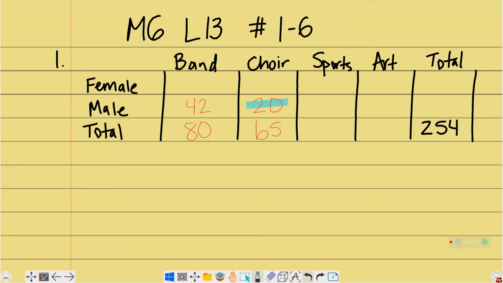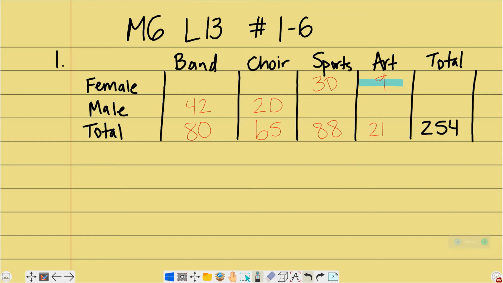Of the 88 students, total students, enrolled in sports, 30 are female. Female's that top column, top row. Of the 21 students, total students in art, 9 are female. Now we need to figure out the remaining boxes.